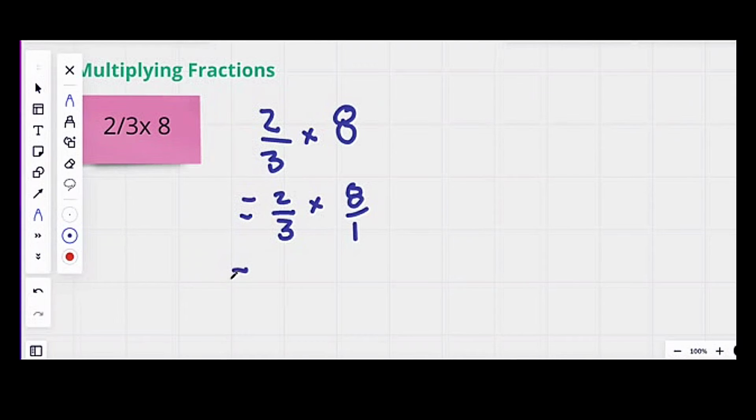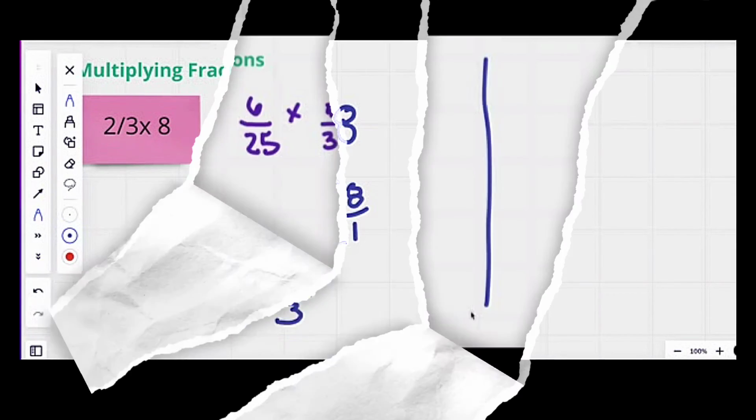Now that we have that 8 over 1, we've put it into a fraction, so we can do our multiplication. We're going to multiply the numerators against each other and the denominators against each other. So right here we've got 16 over 3, and that's our answer.